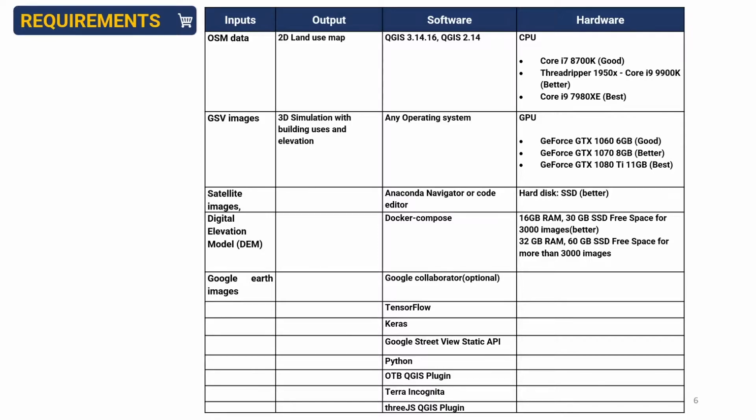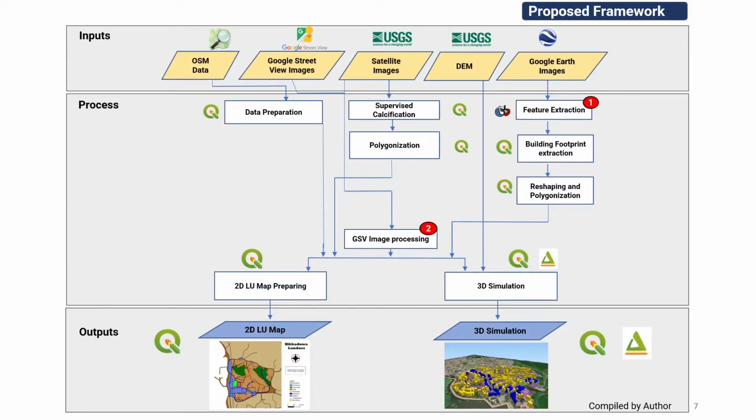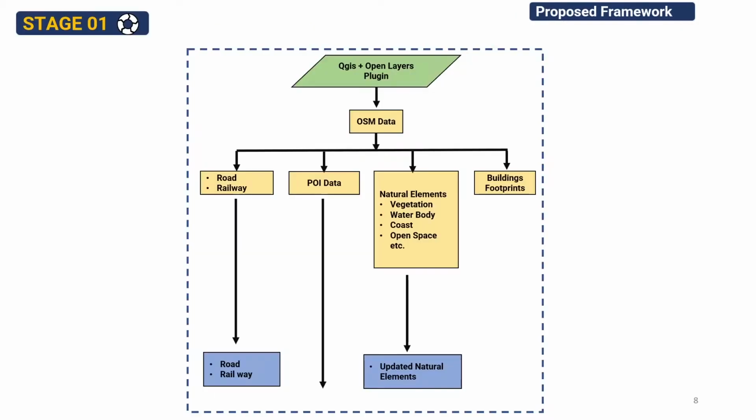These are the requirements of the proposed land use mapping approach. There are 5 inputs, then there are 2 outputs, software and hardware. Since this is a technology based model, the performance of the model will be dependent on the hardware performance. Right. This is the main structure of the proposed land use mapping framework. There are main 3 sections: input, there are 3 inputs; process, there are main 9 processes; finally output. So let's discuss the stages of the proposed framework.